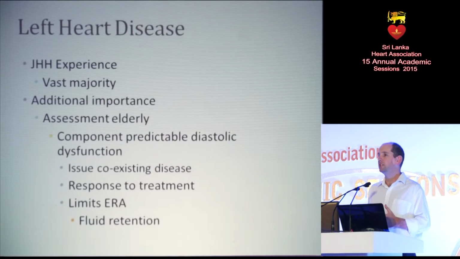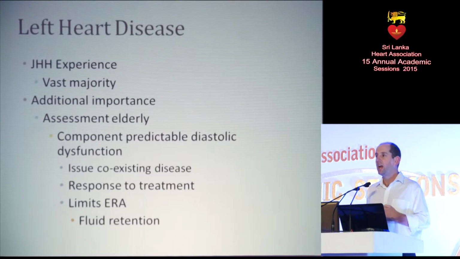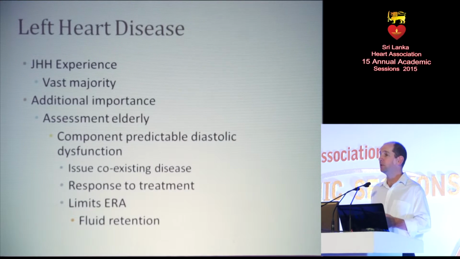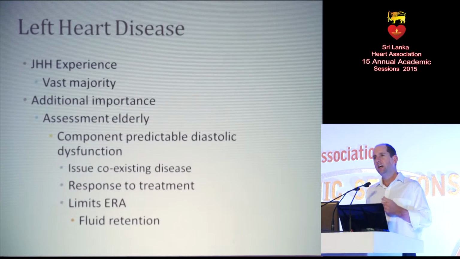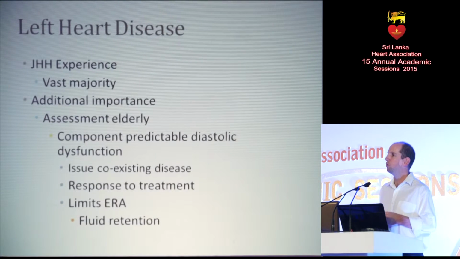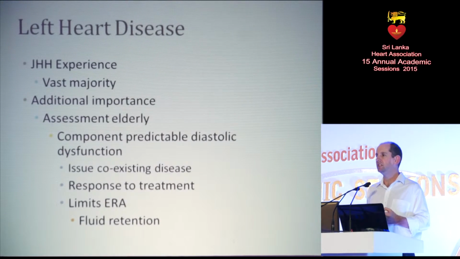Now, certainly, as I've mentioned, left heart disease is the most common cause of pulmonary hypertension. When we looked at the echocardiograms done at our institution between 2005 and 2012, we found that in patients with pulmonary hypertension, more than 70% could be primarily attributed to left heart disease. And that's certainly supported in the literature. The other reason I think left heart disease is really important is because it almost certainly coexists in our elderly patients who do have pulmonary arterial hypertension. They almost all have a predictable component of diastolic dysfunction.